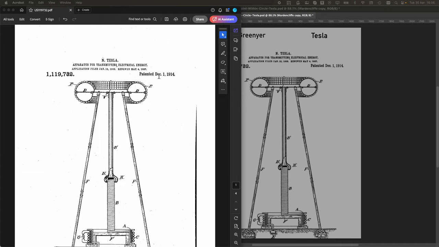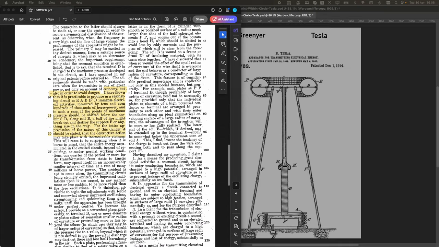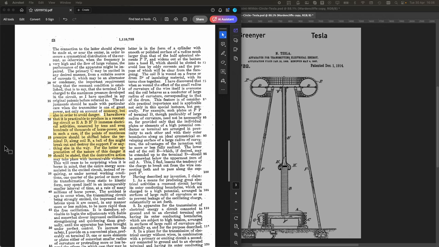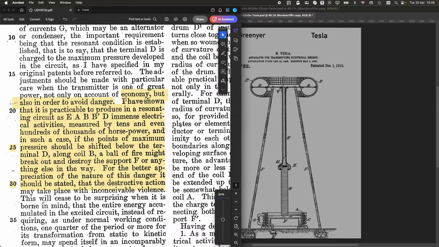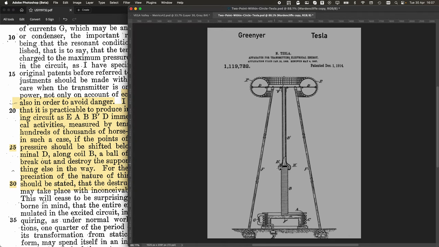1,119,732, patented 1st of December 1914. And I read through this section here, and in this it says that I have shown that it is practicable to produce in a resonating circuit, as E A B B-D, immense electrical activities measured by tens and even hundreds of thousands of horsepower. And in such a case, if the points of maximum pressure should be shifted below the terminal D along coil B, a ball of fire might break out and destroy the support F or anything else in its way. For the better appreciation of the nature of this danger, it should be stated that the destructive action may take place with inconceivable violence.